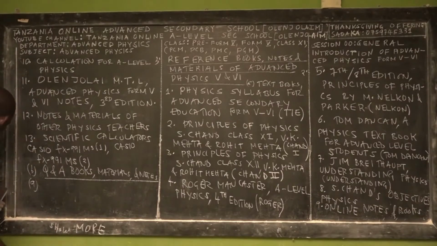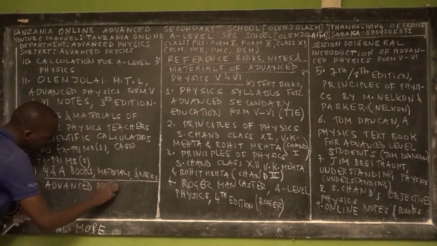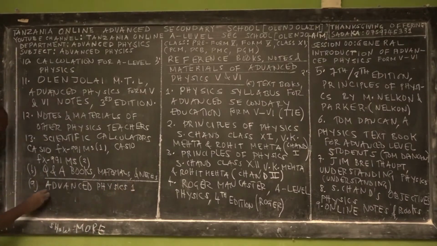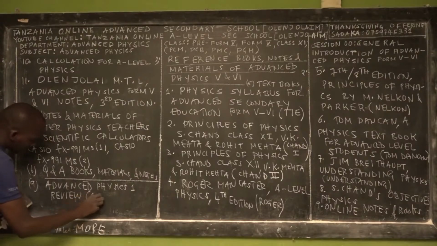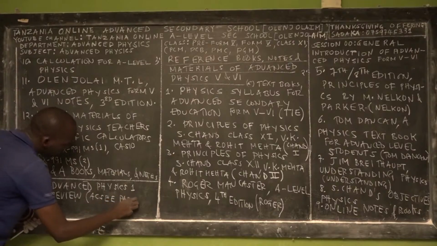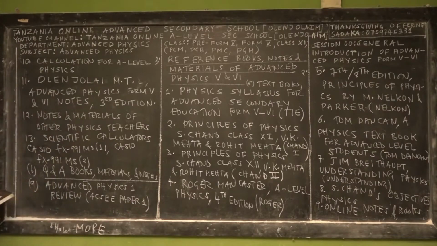So this one, its name has been written Advanced Physics 1, Review. Simply we call it the Advanced Certificate Secondary Education Examination, paper 1. That's the first reference book, which is question and answer.